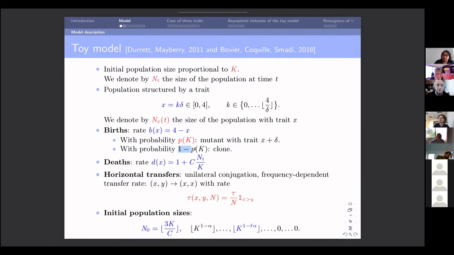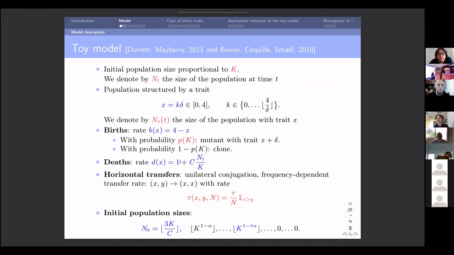And if there is no mutation, with probability 1 minus pk, it's just a clone that is added to the population, with the same trait X. And now this is for birth. For death, I assume some density dependence, meaning that the individual with trait X dies at some rate which depends not on X, it's a typo, sorry, but on NT, the total number of individuals, and it's given by this formula.